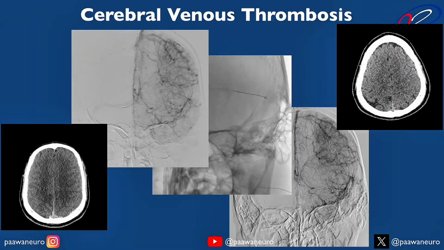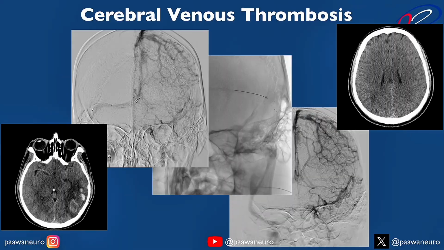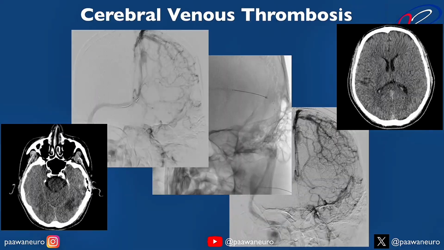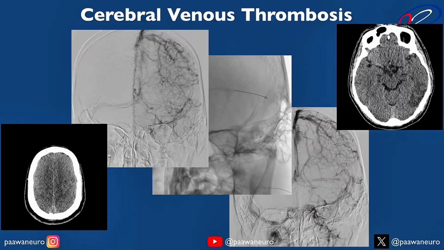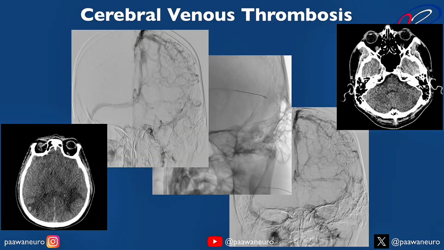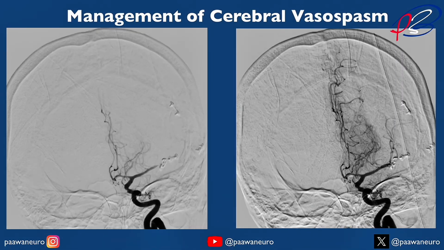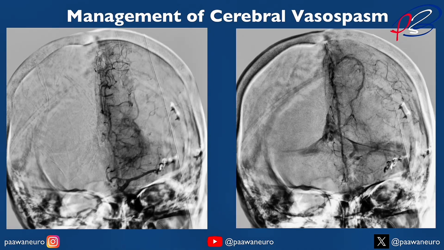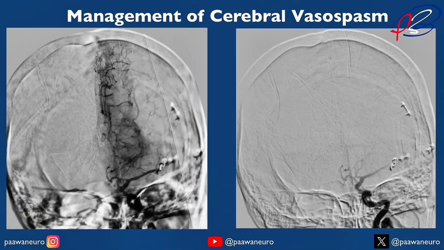This comatose patient, due to intracerebral hemorrhage secondary to cerebral venous thrombosis, was referred to us. We performed a venous mechanical thrombectomy and opened the occluded left transverse and sigmoid sinus. Patient made full neurological recovery. We have achieved good clinical outcomes in patients with cerebral vasospasm secondary to aneurysmal subarachnoid hemorrhage using intraarterial vasodilators.